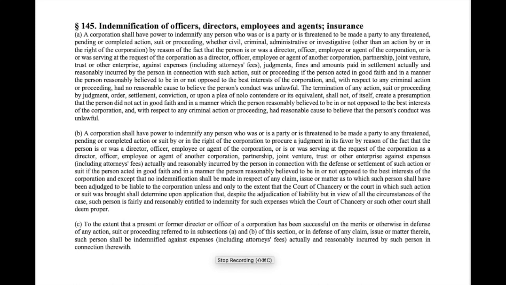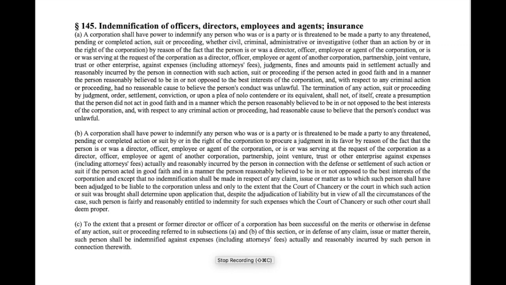All right. One last thing to note about subsections A and B is that both of them include the following language. Even in cases where you otherwise could be indemnified, it must be true that you acted in good faith and in a manner that you reasonably believe to be in or not opposed to the best interests of the corporation. So you can't act in bad faith. You can't deliberately do things that are harmful to the corporation and expect to be indemnified.